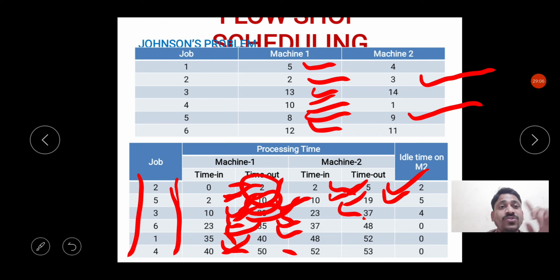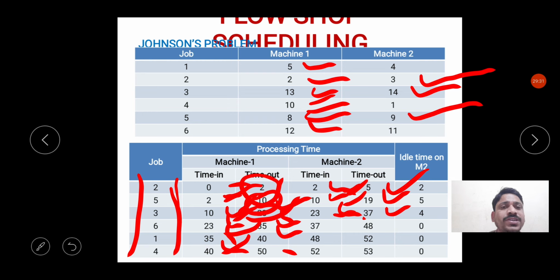The machine has to wait for 4 hours and it can start at 23 hours because any job has to be first processed on machine 1. So job 3 finished processing on machine 1 at 23 hours. So it can be started at 23 hours on machine 2 and the processing time is 14 hours. So 23 plus 14, 37 hours is the time to finish job 3.